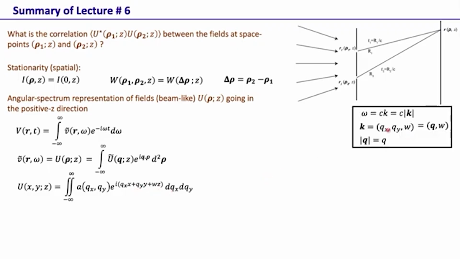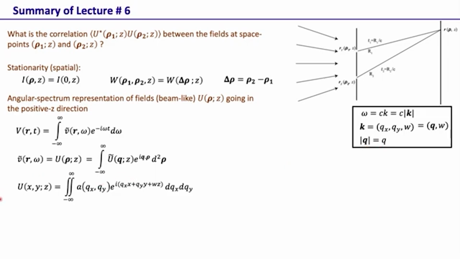And just to remind, here this k that we are using is the wave vector, and the mod of that k is related to the frequency through omega equal to ck, and this k is a three-dimensional vector. We write that as (qx, qy, w), which is what we have here. This (qx, qy) forms a two-dimensional spatial frequency vector, and of course there is the z component, and the mod of q we write as this non-bolded q.